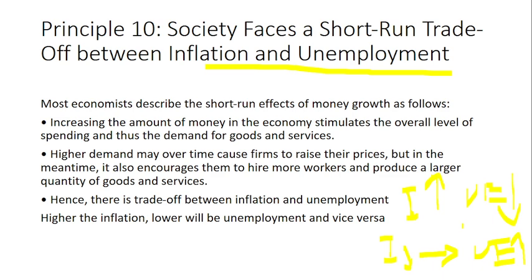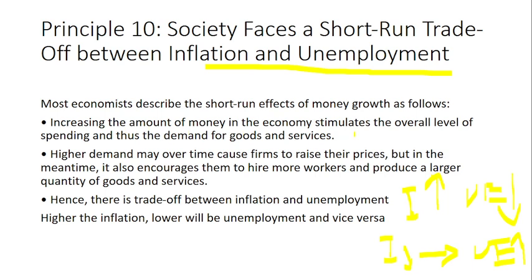An economy has to confront these two problems. An economy has to solve these two problems, inflation and unemployment. But unfortunately, these two problems in the short run cannot be solved together. If you try to reduce unemployment, then inflation will be increased. If you try to reduce inflation, then unemployment will be increased. That means there is an inverse connection. There is a trade-off between inflation and unemployment.